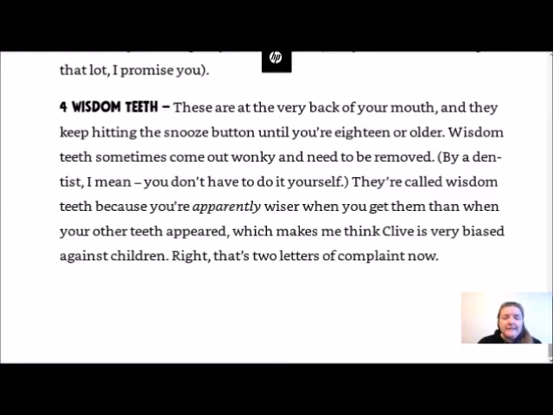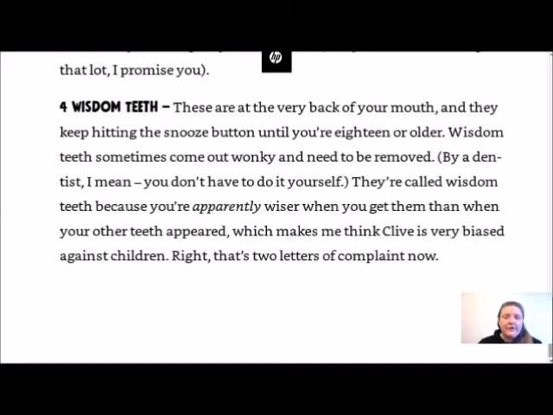They're called wisdom teeth because you're apparently wiser when you get them than when your other teeth appeared, which makes me think Clive is very biased against children. Now, Clive is who he has decided is the person responsible for naming all the different parts of the body, just in case you're not sure. And that's all we're going to read today.